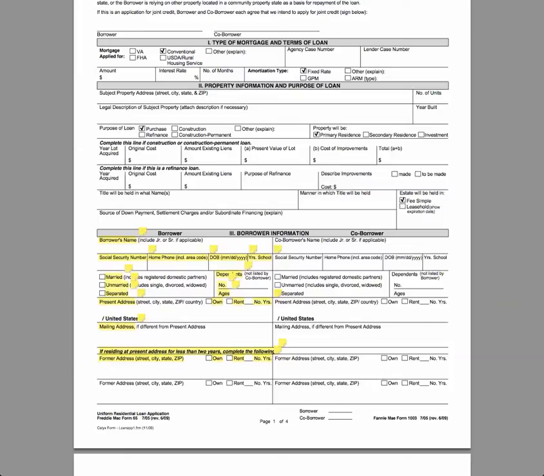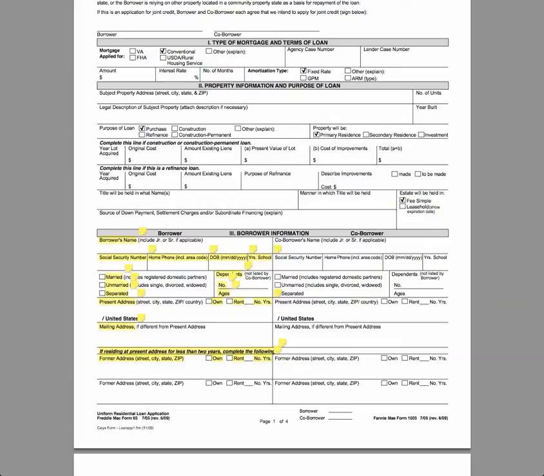High school is considered the first 12 years of your education, so add that to any advanced schooling that you have past high school. Next, mark whether you're married, unmarried, or separated. If you have dependents, you need to please list how many dependents you have and also their ages. List your present address and whether you own or rent that place and for how long.